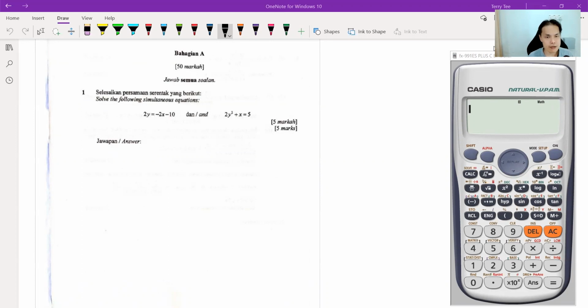Now, I will say this question is rather simple compared to the normal MRSM standard. This is pretty easy. This is from the chapter Simultaneous Equations. Here we have two equations, one linear and one non-linear, involving x and y. So here, I think we can start off by making either x or y the subject from equation 1, and we substitute inside equation number 2, all right?